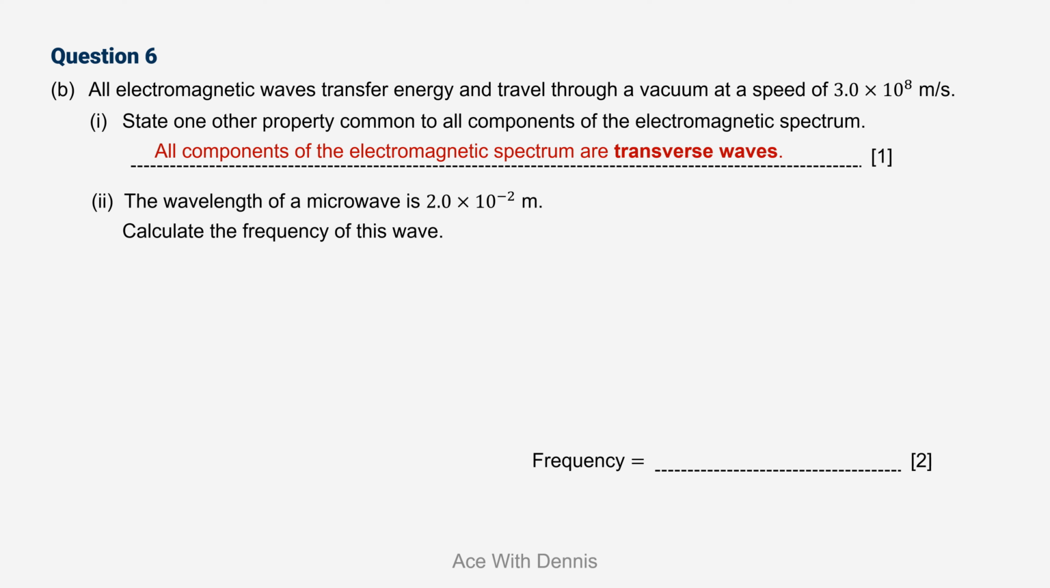To calculate the frequency, we can use the wave formula v equals f lambda. So f will be equal to v over lambda. The v is the speed, which is 3.0 times 10 to the power 8, and the wavelength of this microwave given is 2.0 times 10 to the power negative 2. So we calculate, and we'll get 1.5 times 10 to the power 10 Hz. Hence 1.5 times 10 to the power 10 Hz is the answer.